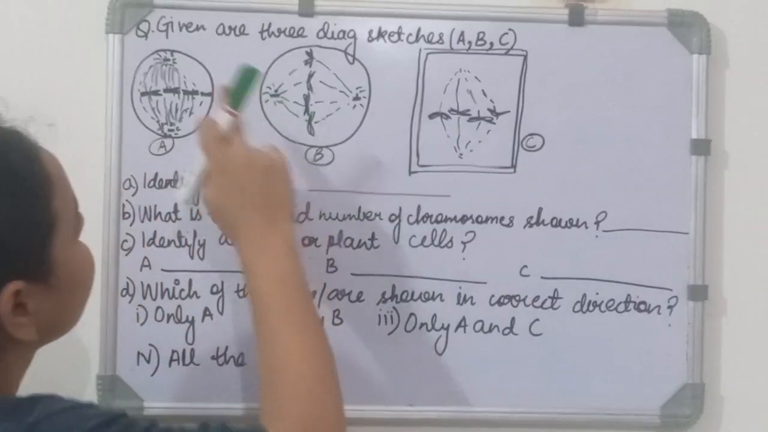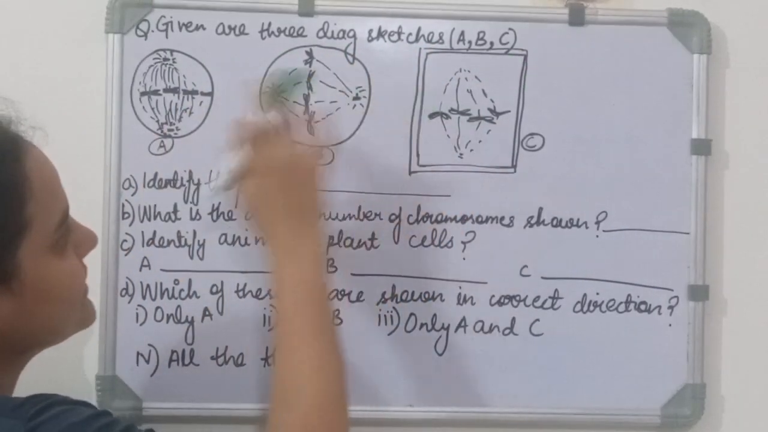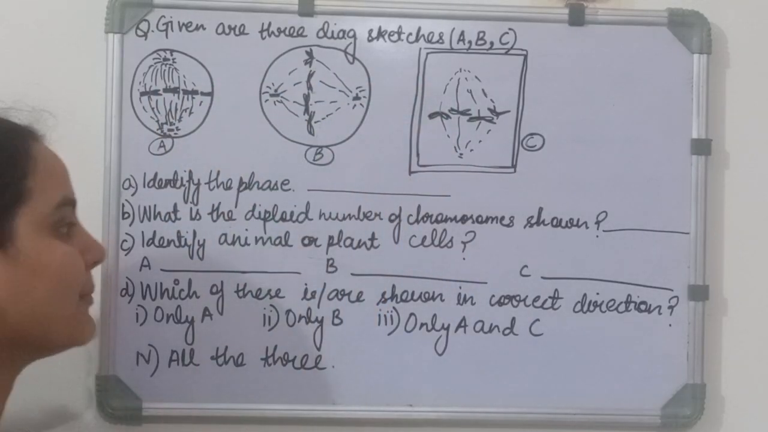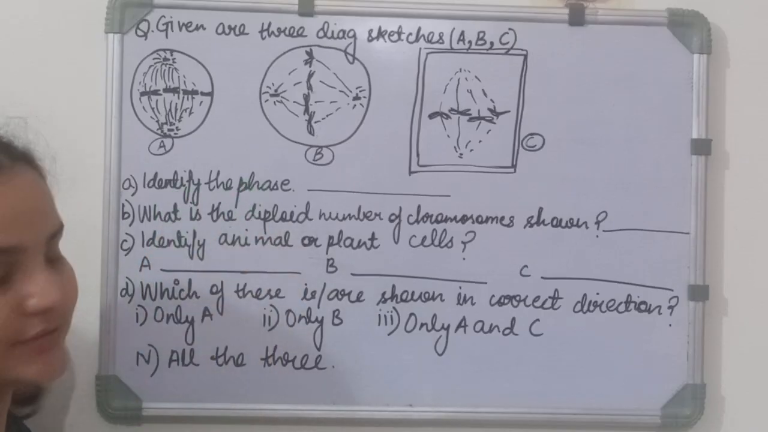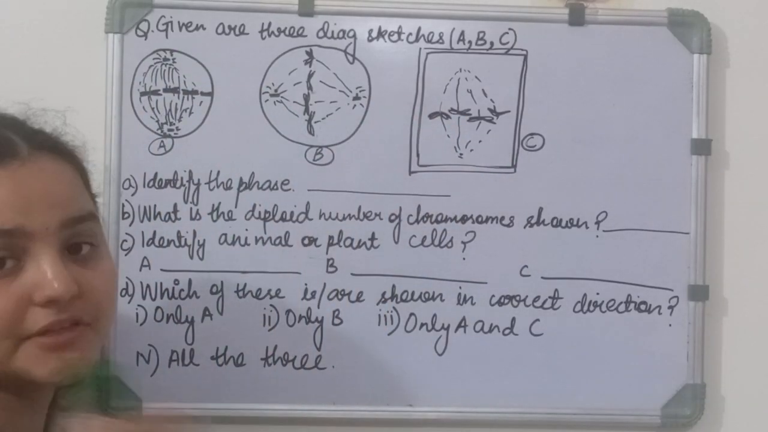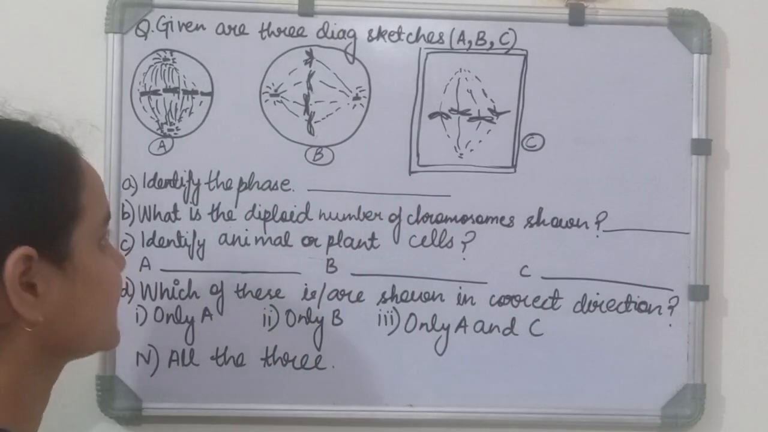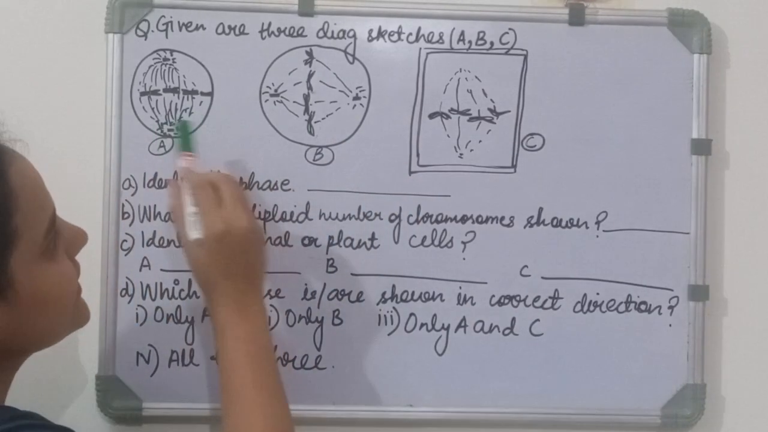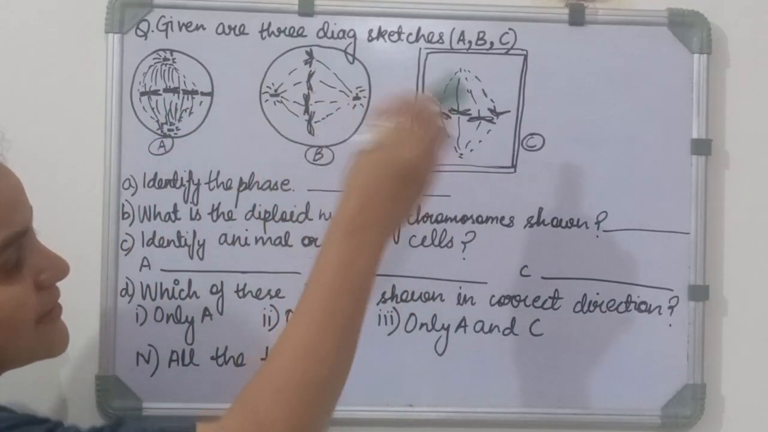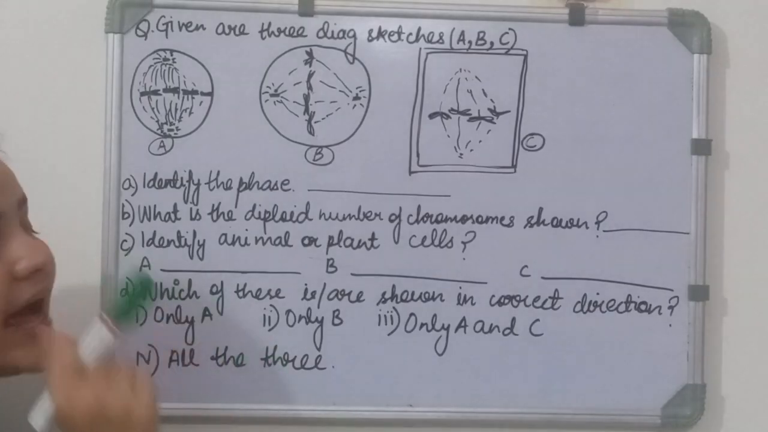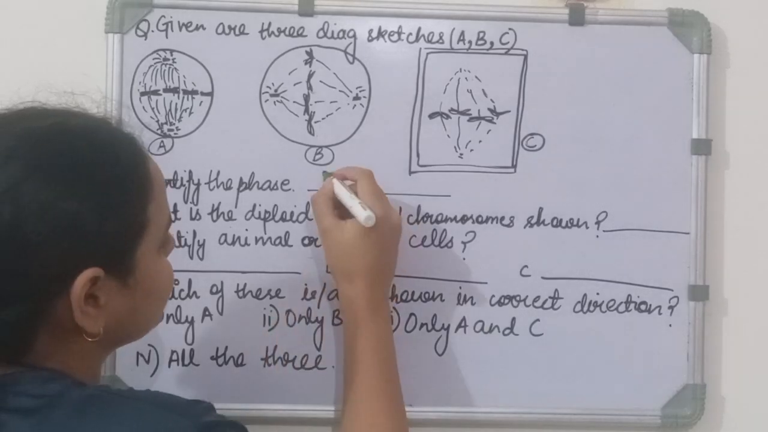The question says, given are 3 diagrammatic sketches A, B, C. We have to see these 3 diagrammatic sketches and answer the following questions. So first is identify the phase. These 3 diagrams represent one stage of a cell cycle, with 3 different diagrams. So let's see what is happening. We can see clearly in all the 3 diagrams that the chromosomes have aligned themselves at the equator in one plane. So this happens only in case of metaphase.